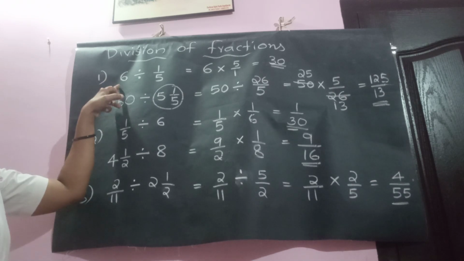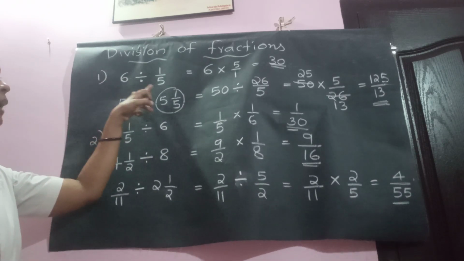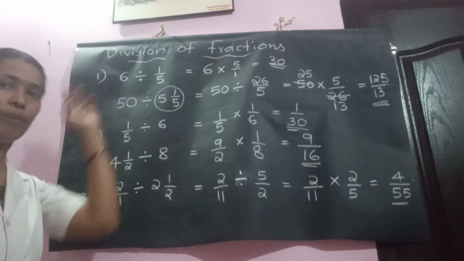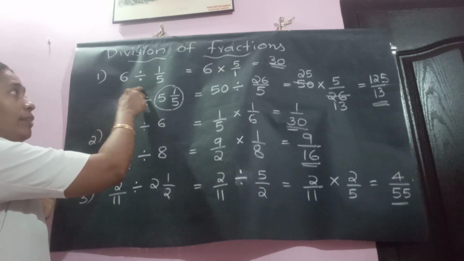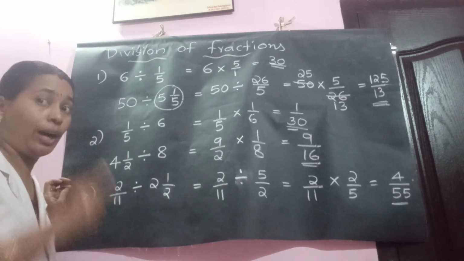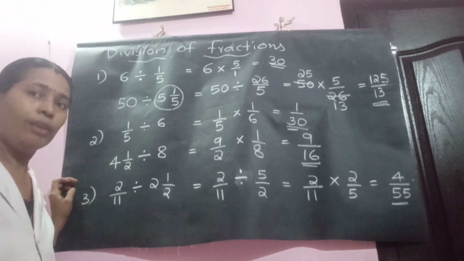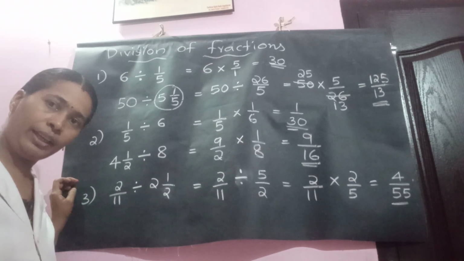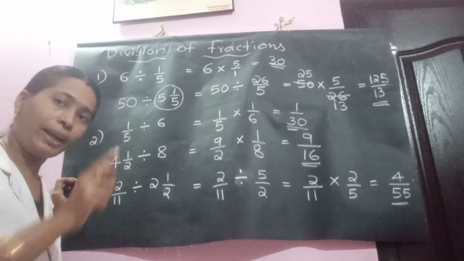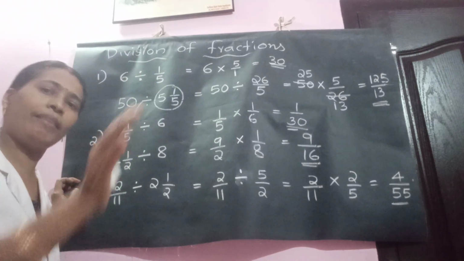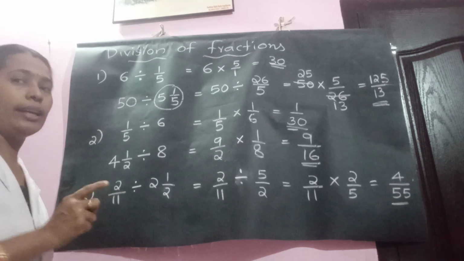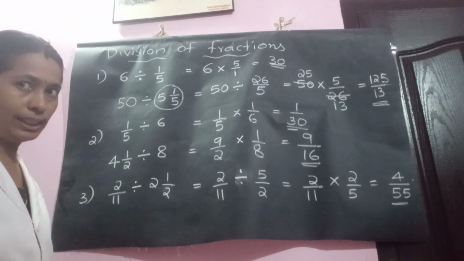First one is a whole number divided by a fraction. For example, 6 divided by 1 by 5. When it is given, last class the teacher told you how to find the reciprocal also. When a fraction is a by b, the reciprocal is b by a. When a given number is 5 by 11, its reciprocal is 11 by 5. That's all. So reciprocals are needed in case of divisions, isn't it?